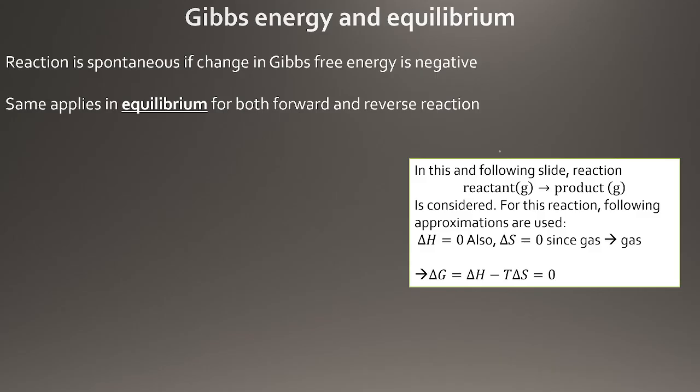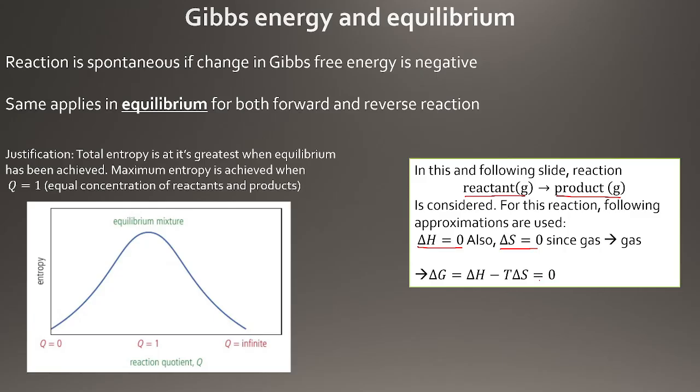Okay, so on this slide and in the next slide, we have some kind of reaction where we have a gaseous reactant and a gaseous product. For this reaction, the enthalpy change is 0, the entropy change is 0, so the Gibbs energy change is going to be 0. So now, let's see what happens to the entropy when the reaction starts going on. On the x-axis we have reaction quotient, on the y-axis we have entropy.